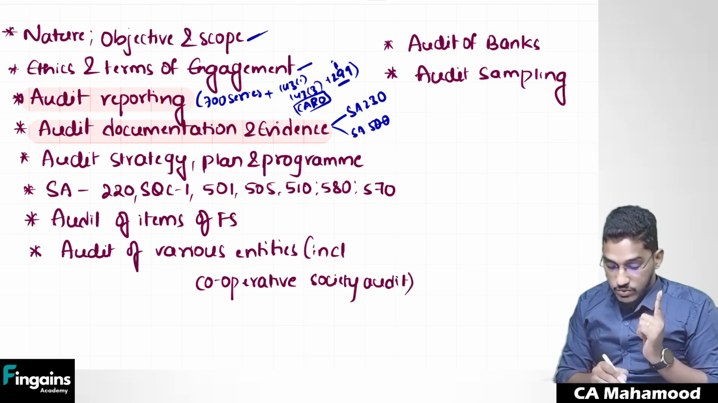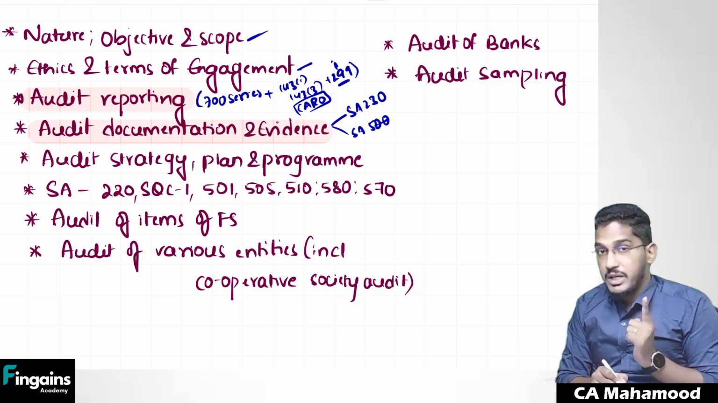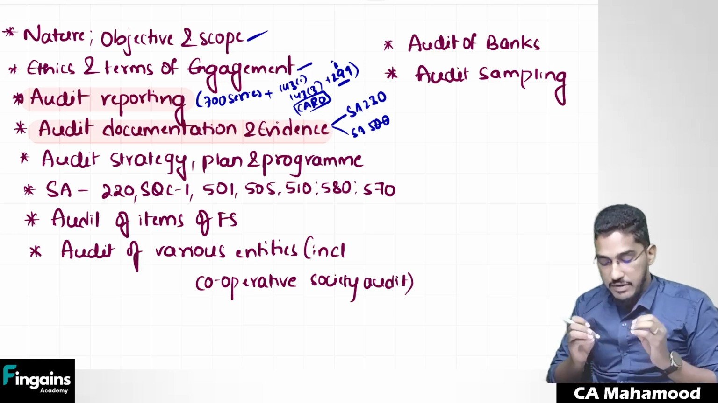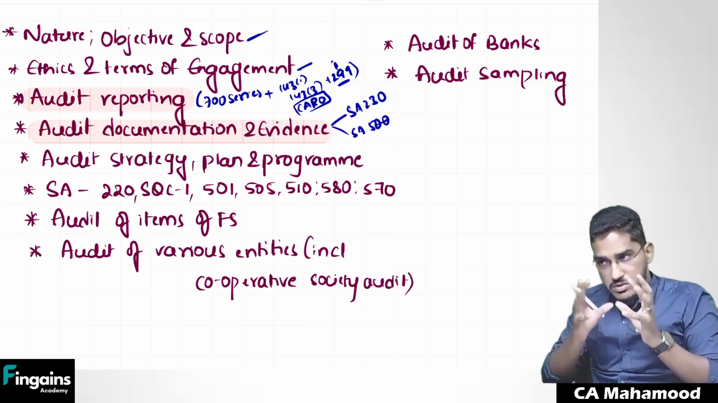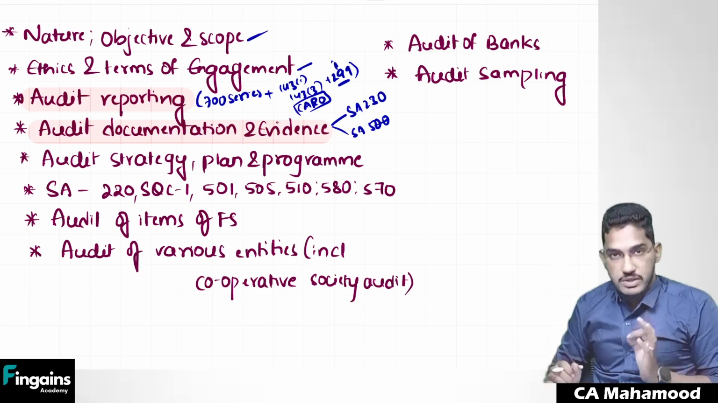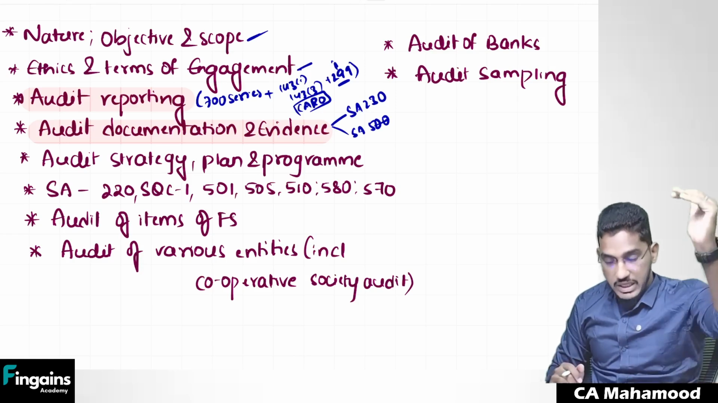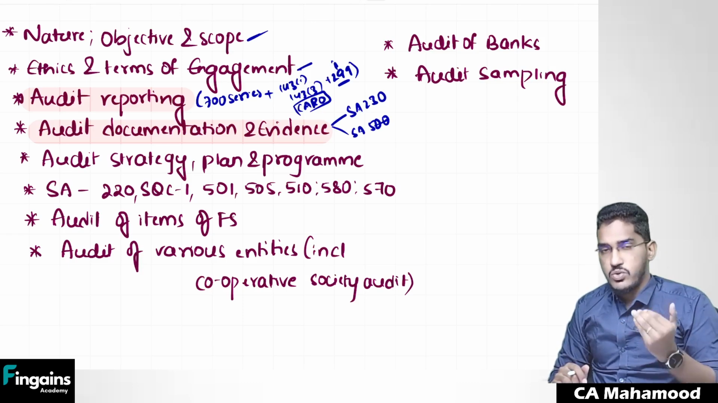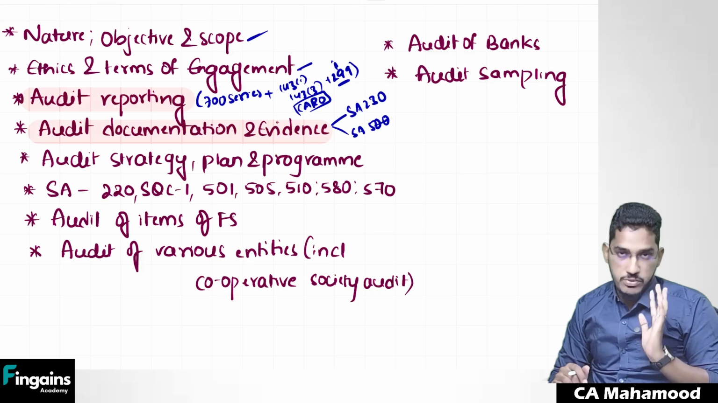And once again, I'm telling you, from this chapter, audit documentation and evidence, there will be MCQs. Definitely from this chapter, there are going to be MCQs. Why? Because this concept involves a lot of conceptual discussion. So that's why once you are done with the audit reporting chapter, then pick up audit documentation and evidence. This chapter also should not take more than 1 to 1.5 hours for the purpose of revision.